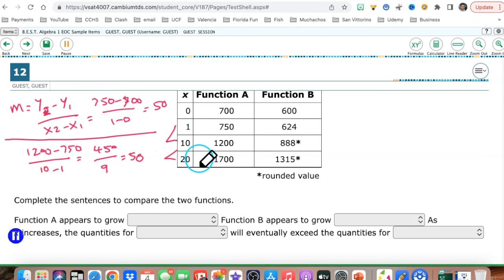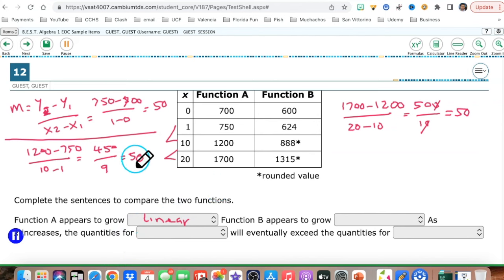Right now I'm using the last 2 points. So it's y2, which is 1700 minus 1200, divided by 20 minus 10. Now 1700 minus 1200 is 500, divided by 10, you cancel a 0, you cancel a 0, and my slope is 50. So if my slope is constant, that means function A is linear.